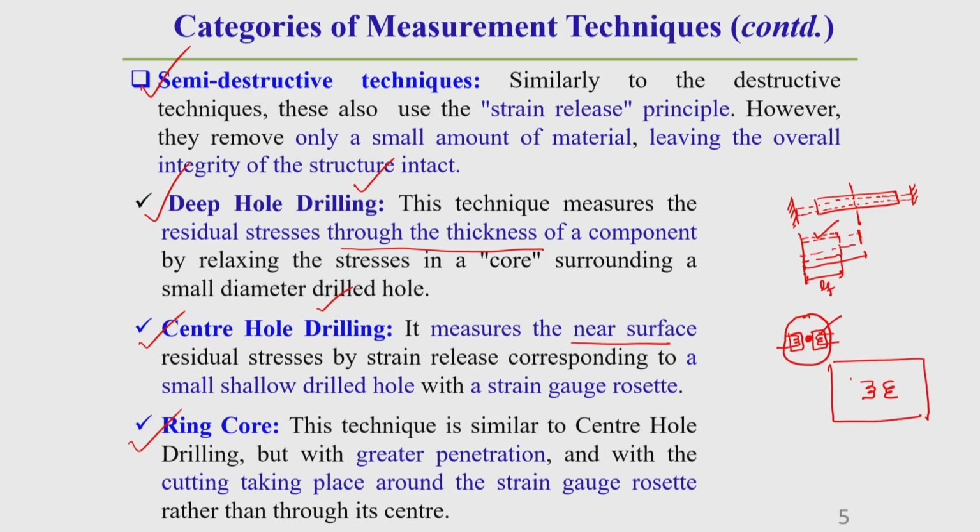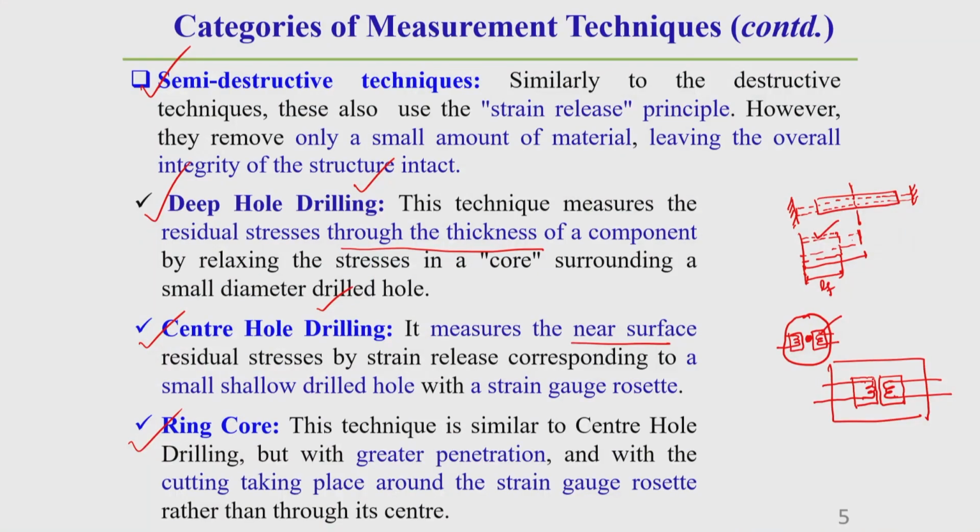Now, what happens here: a strain gauge, or strain rosette, is placed, and this strain rosette has some external wire. This is generally connected to some electrical device, or a data logger system. So in the ring core method, the cutting is done around this strain gauge rosette. You should keep this in mind. Whereas in the center hole drilling technique, the strain releasing operation, or hole, is made in between, that means at the middle of the strain gauge.